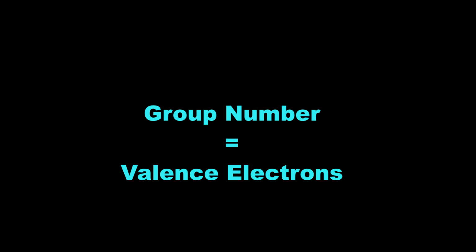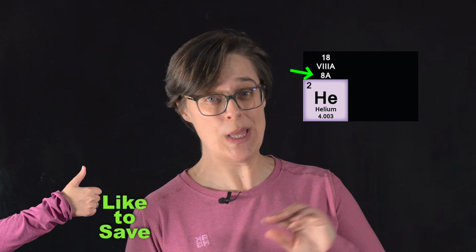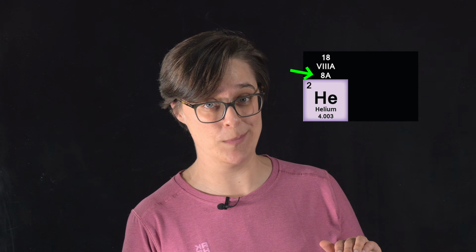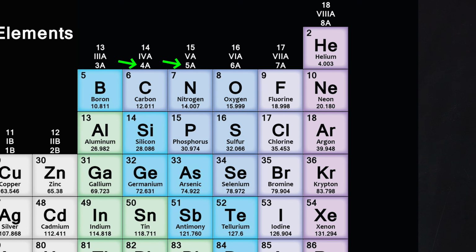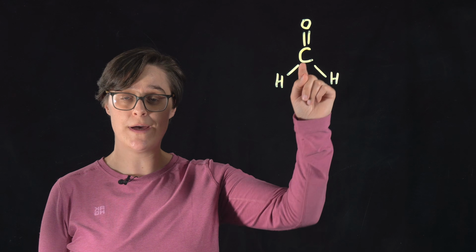Finding the group number is equivalent to finding the number of valence electrons. Except for helium, which has 2, but you never see that making bonds in organic molecules, do you? These groups do need to be numbered in the 4A, 5A, 6A method and not 14, 15, 16. We are going to do these examples, but first, the carbon in formaldehyde.